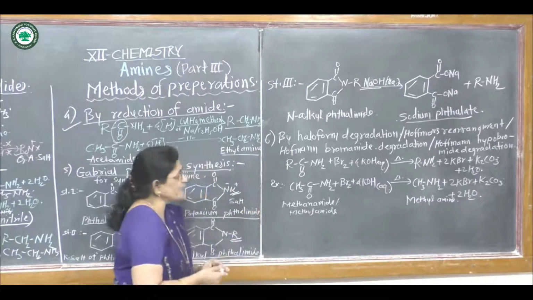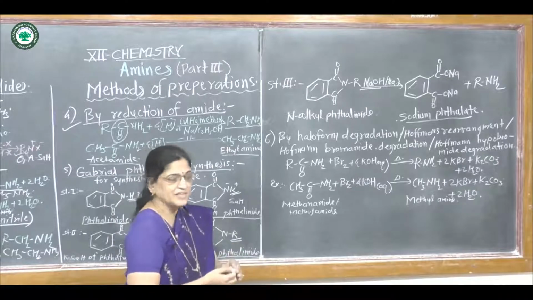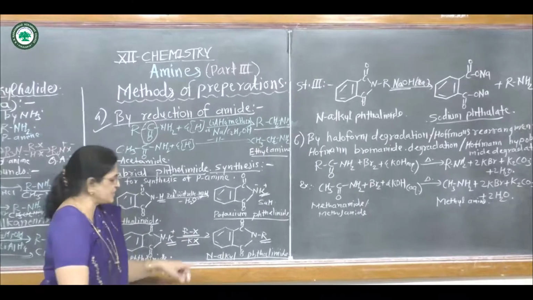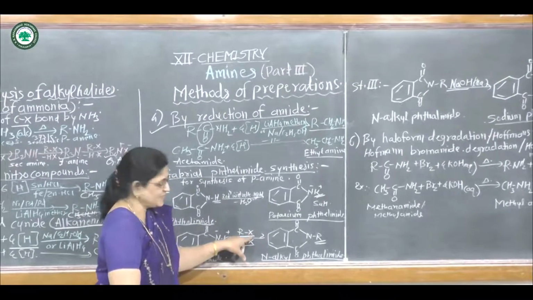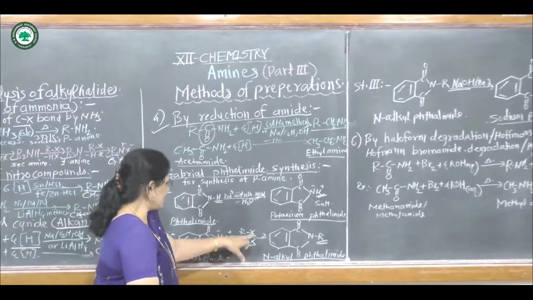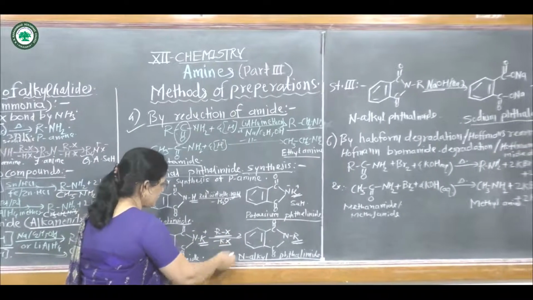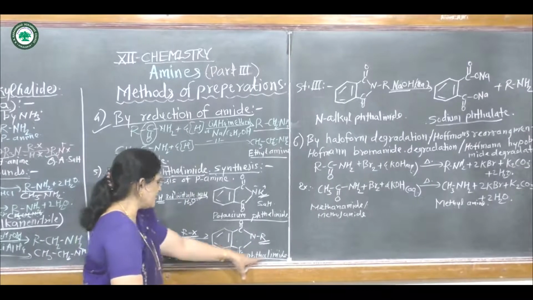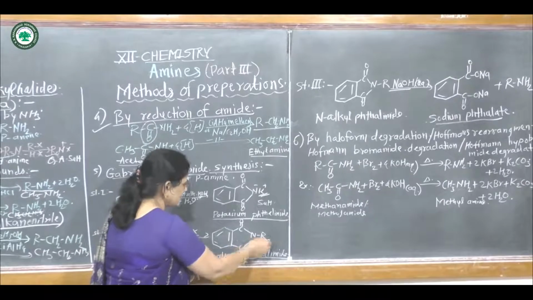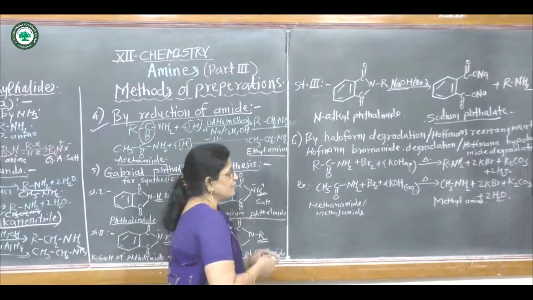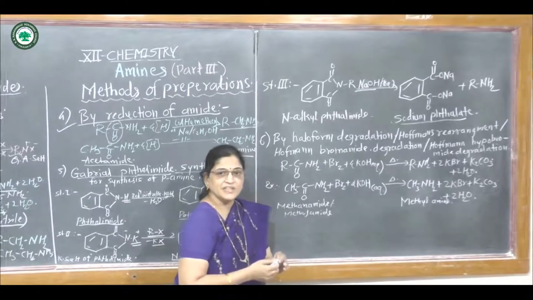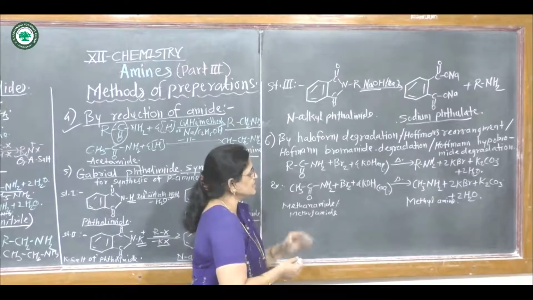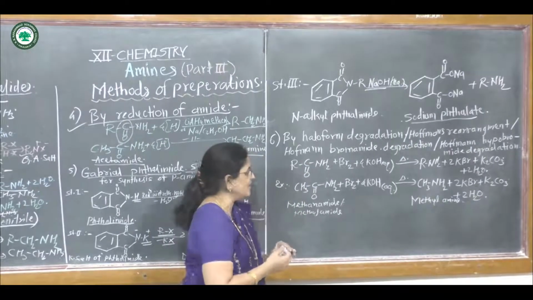Suppose we are to prepare methylamine by this method. Then in the second step we take methyl halide, suppose we take CH3Br. Then it eliminates potassium bromide, and it forms N-alkyl phthalimide, that means N-methyl phthalimide. And in the third step, we get the primary amine, that is methylamine. In this way, in Gabriel phthalimide synthesis, we get formation of primary amine.